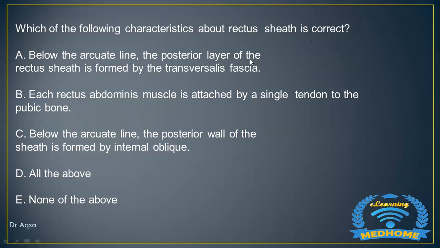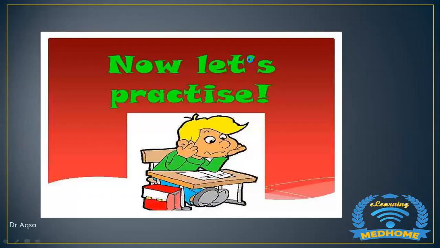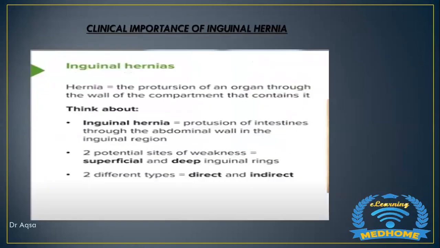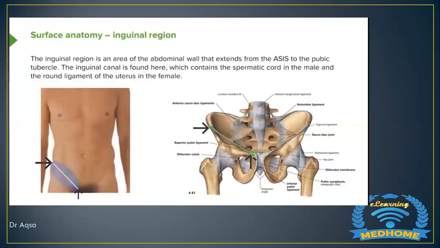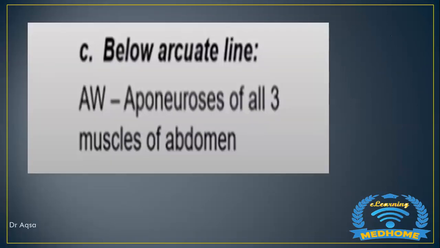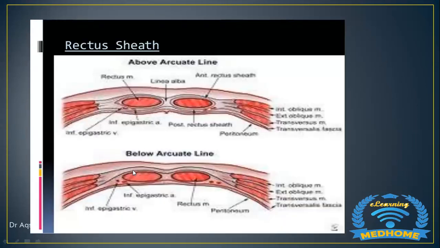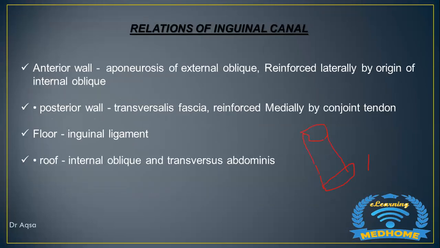The correct answer is none of the above. But why? I'll tell you. Sana, just a small thing, if you look here again with me. I told you that below the arcuate line, the anterior wall is formed by the aponeurosis of the three muscles. The posterior wall is not there below the arcuate line. So your answer is right, but just to correct the explanation to make it easier for you. I got it now.